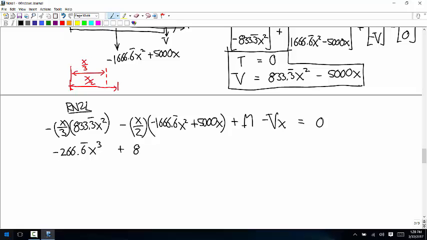Plus 833.3 repeating x to the third minus 2500 x squared plus m minus vx is equal to 0. So m is equal to, I guess I'll combine these two right now.